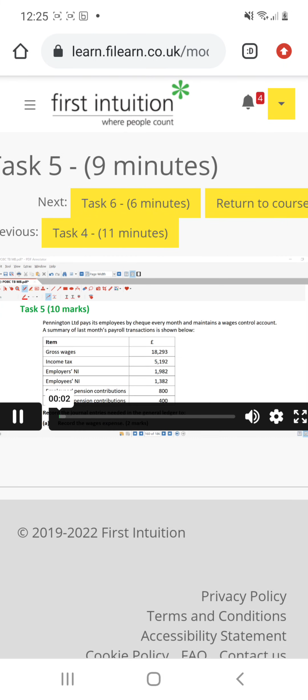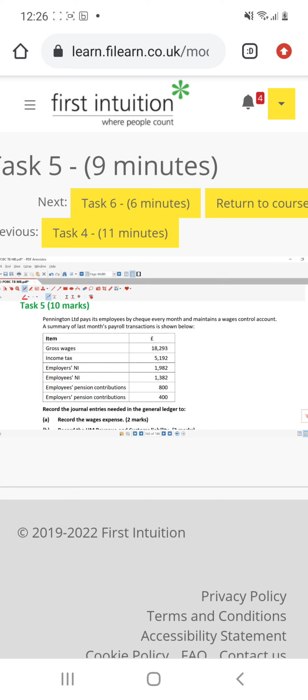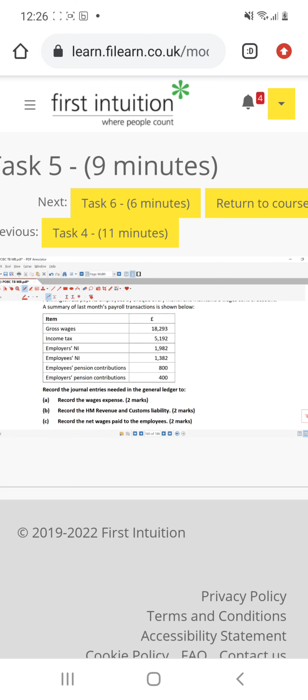So task 5 gets us to look at the wages side of things. Pennington Limited have said that they pay their employees by cheque every month and maintain a wages control account. A summary of last month's payroll transactions is shown below. So what we have got here is our gross wages, income tax, employers' and employees' NI, as well as employees' and employers' pension contributions.